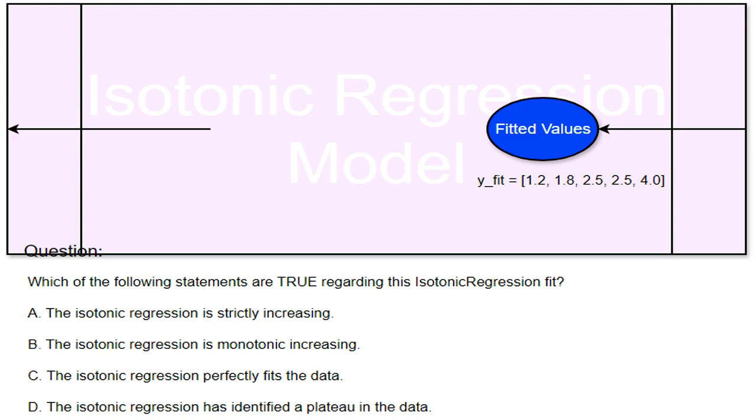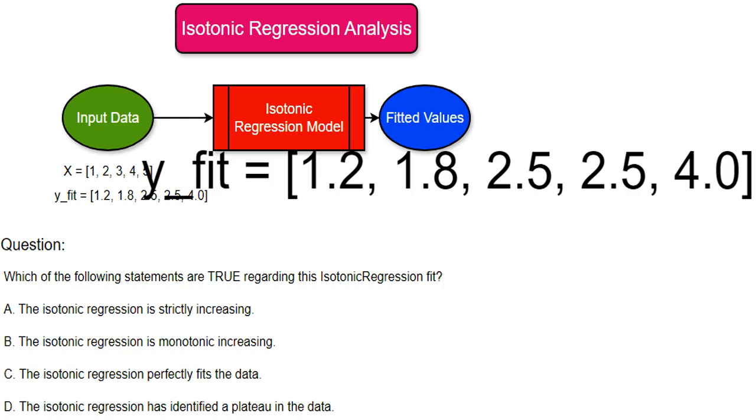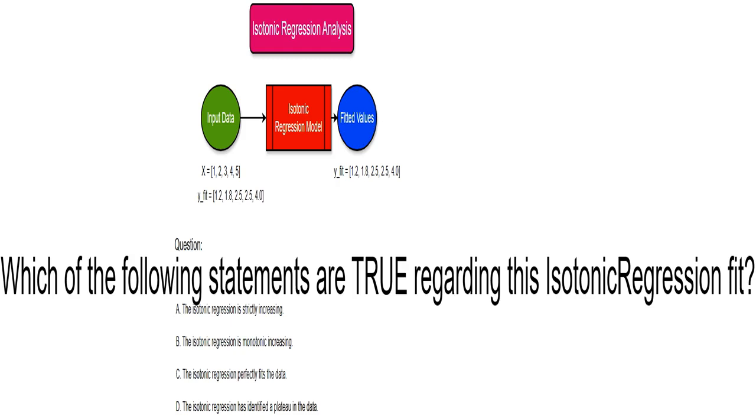This describes the type of model used. Isotonic regression finds the best fit that is either always increasing or always decreasing, ensuring monotonicity. This simply labels the values in the next line. They are the model's predictions. Again, these are the fitted values, the model's predictions that we carefully examine to answer the quiz questions. This is one of the multiple choice options that we must analyze. The question asks whether the model has identified a plateau in the data using the provided y_fit values.